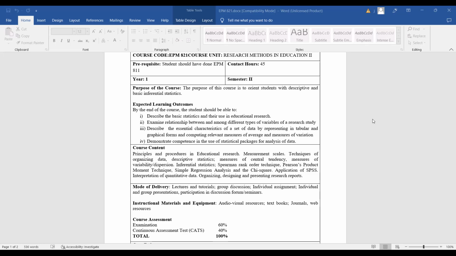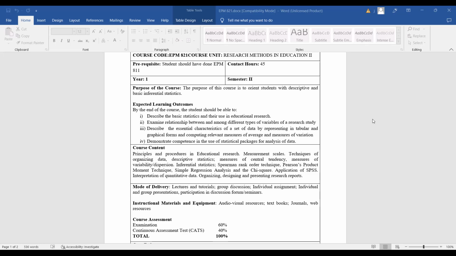We will also learn how to interpret quantitative data, organize the data, design and present research reports, because this one you'll be expected to do at the end of this course. When you'll be doing your research, we go out to collect data. You're supposed to organize this data, and after organizing the data, you will be expected to present this data to a panel or even the seminars you'll be attending.